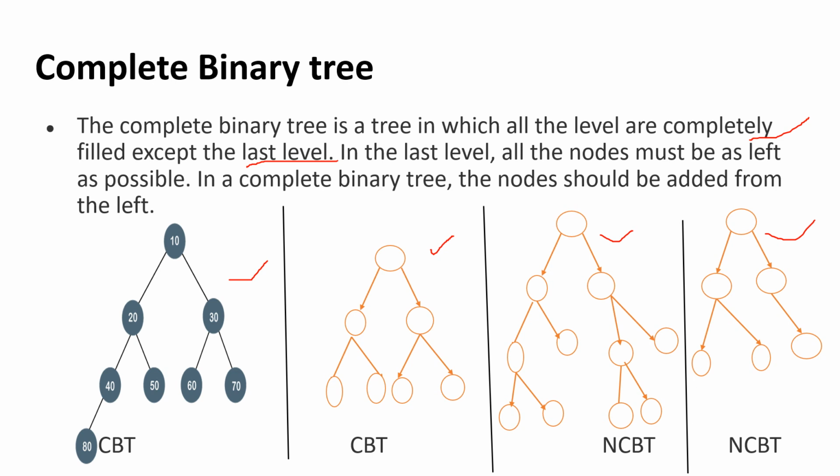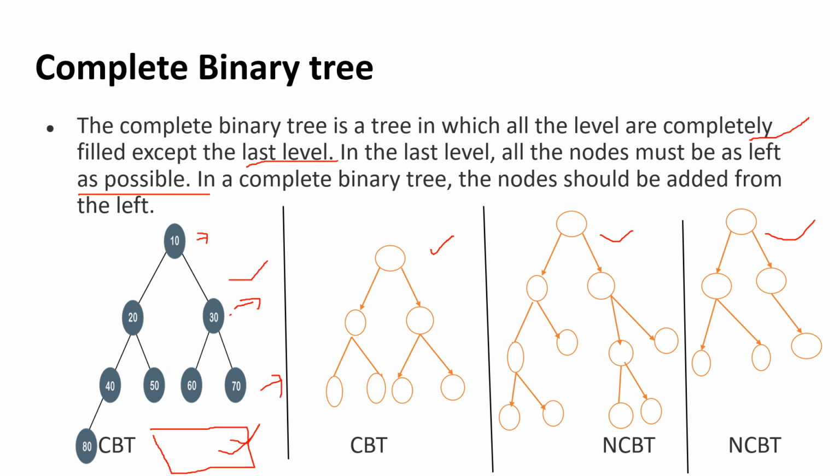One more thing is that in the last level all the nodes must be as far left as possible, then only can you say that it's a complete binary tree. Three things you have to remember: all levels will be filled except the last level. This is the last level. If it is not completely filled, that's okay, no problem, this is called a complete binary tree.